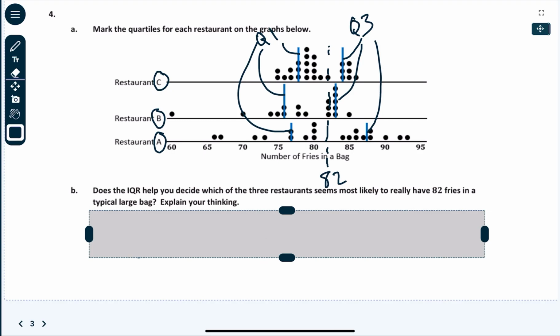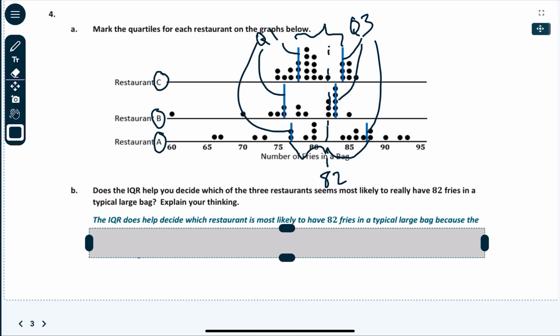Probably not going to be B, right? There's too many on the, it's too close to one edge. C, it might be right here. That's close, but this right here is almost dead center. So let's see what they said.